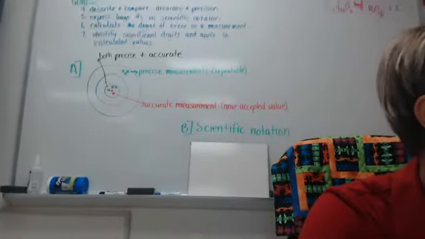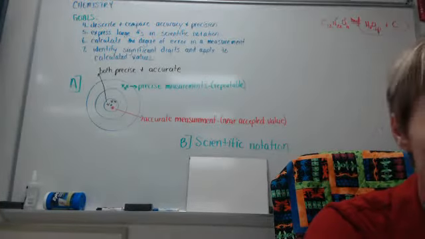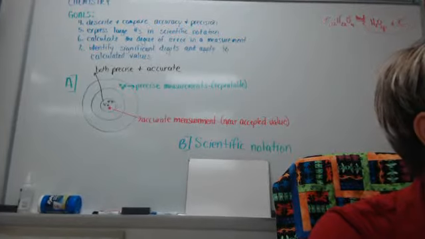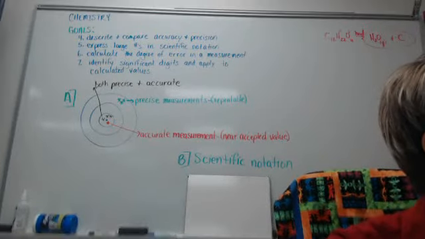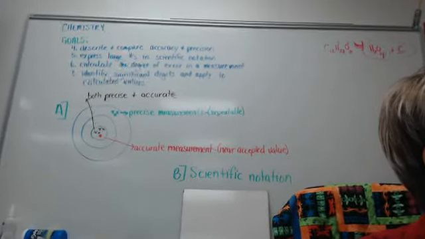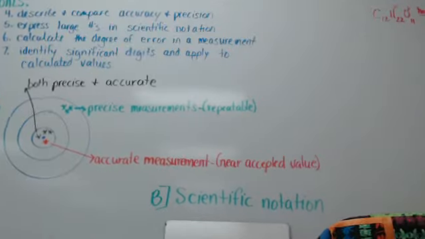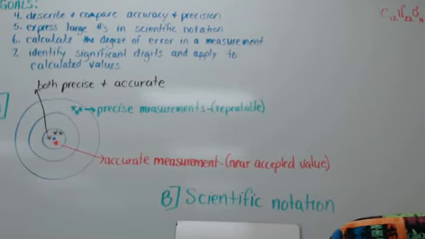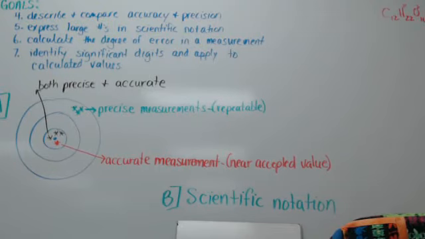Our goals are, and feel free to pause this at any time, we just want to understand the difference between accuracy and precision. And we want to be able to express numbers in scientific notation and calculate the degree of error in a measurement, as well as identify significant digits and apply these to calculations.